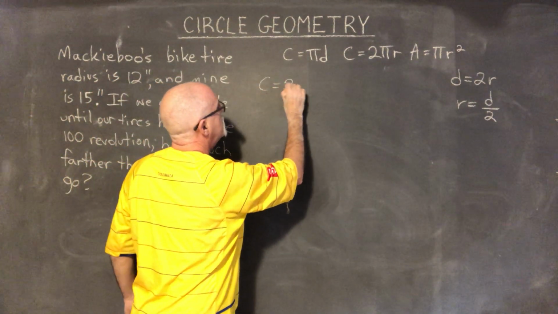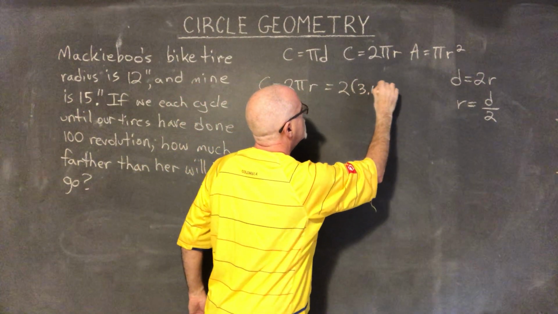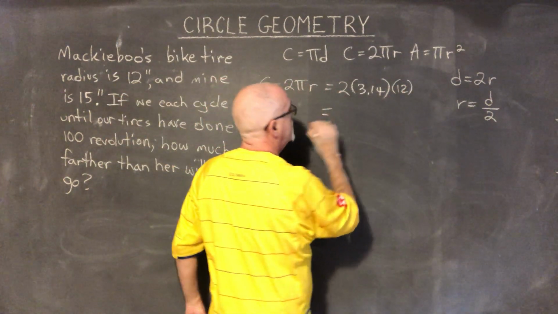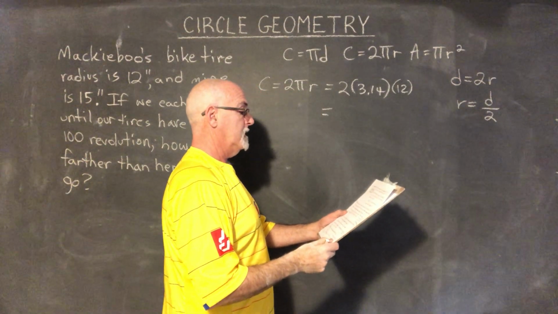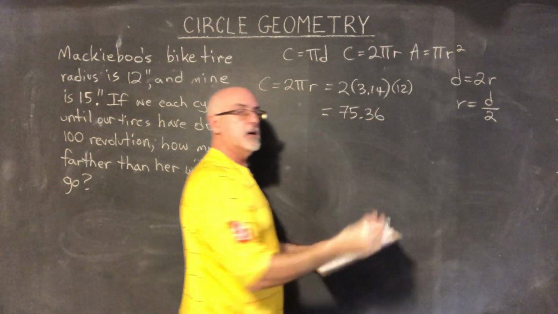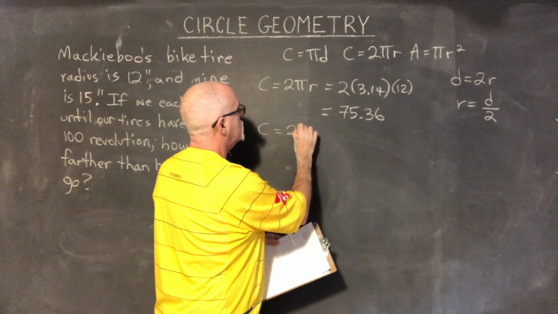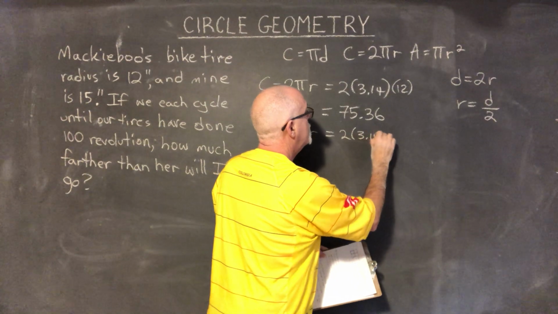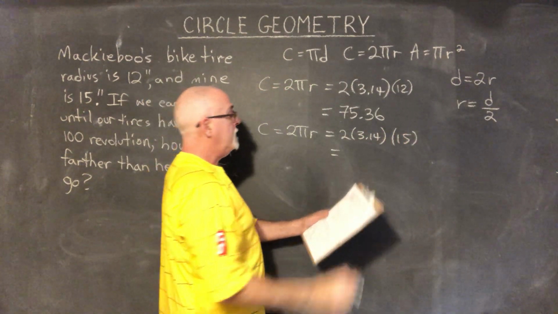So c equals 2 pi r equals 2 times 3.14 times Makiboo's radius, which is 12, equals, where's the answers to all of this? 75.36. Use calculator, of course. And then the circumference of mine is also 2 pi r, which is 2 times 3.14 times 15, which is giving me 94.2.